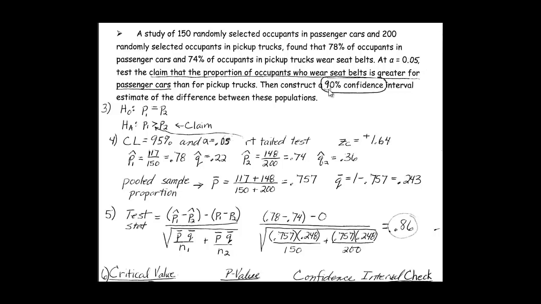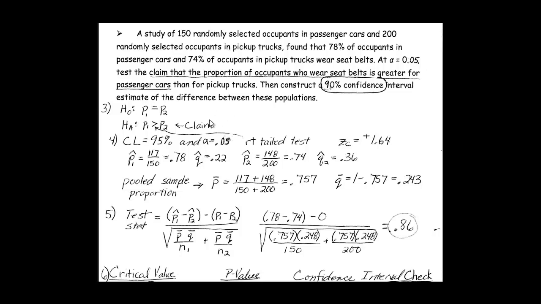Then we're going to construct a 90% confidence interval estimate of the difference between these two populations. Since we're using a 90% confidence interval, we need to remember that confidence intervals are two-tailed events, and the confidence interval that will place 5% in each tail is the 90%. And we need 5% in each tail because that is the percentage that we need in the tail for our alpha and our hypothesis testing.